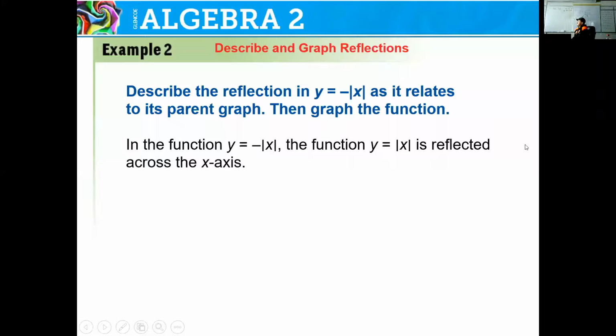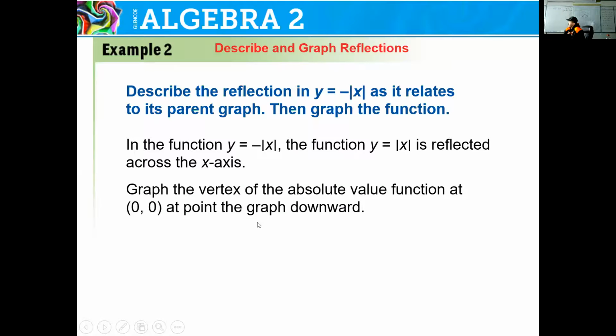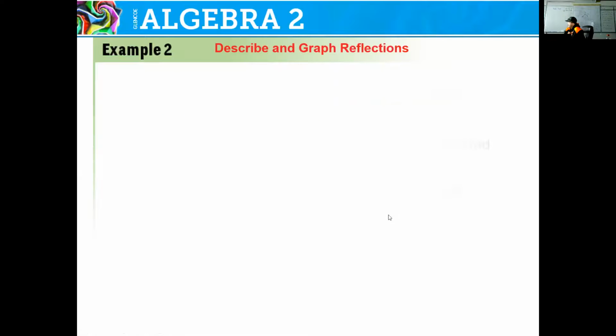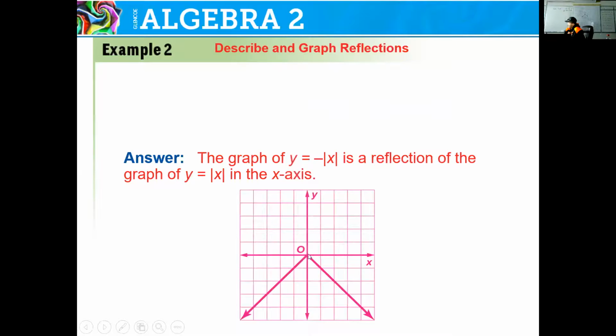So in the function y equals the negative absolute value of x, the function y equals the absolute value of x is reflected across the x-axis. Like I said, there's no horizontal translation, no vertical translation, and no dilation. It's just simply a reflection. So graph the vertex of the absolute value function at 0, 0, and point the graph downward, looking just like that.